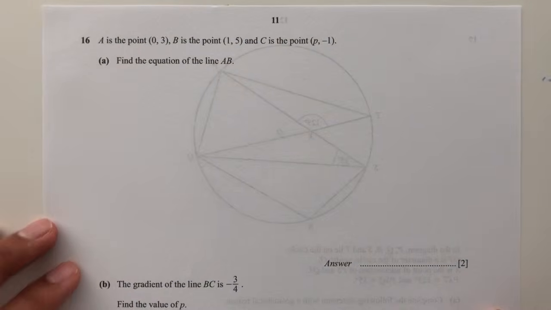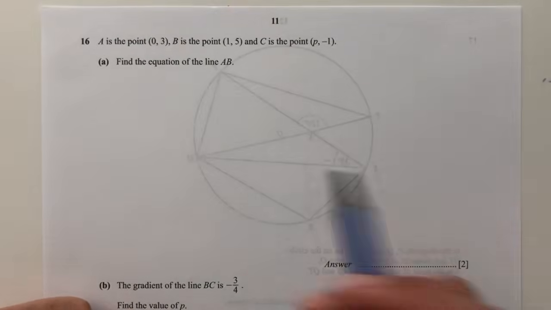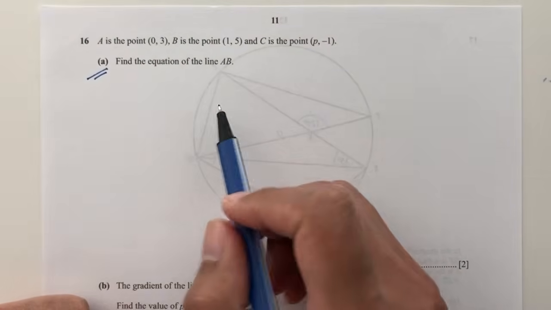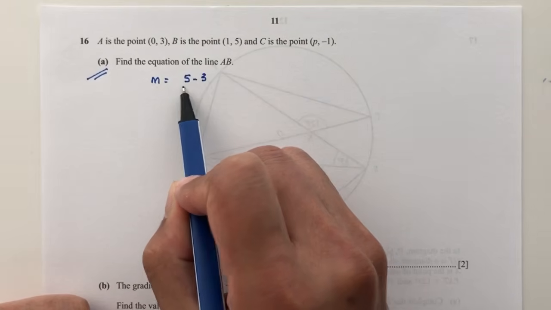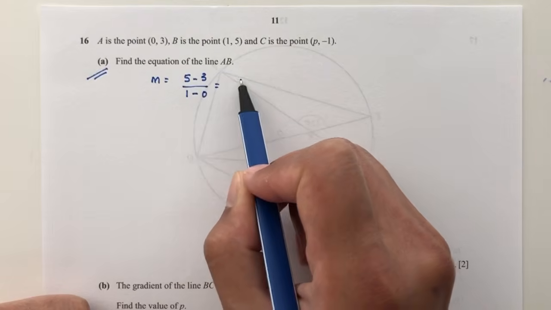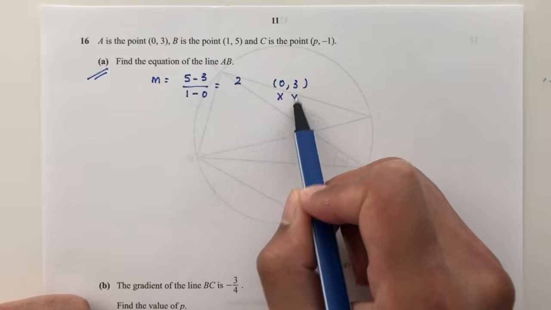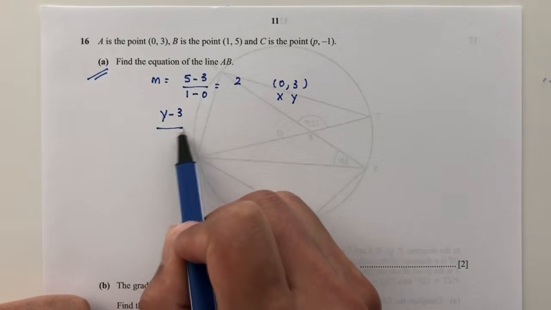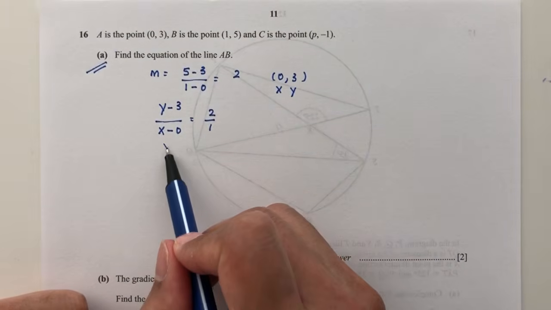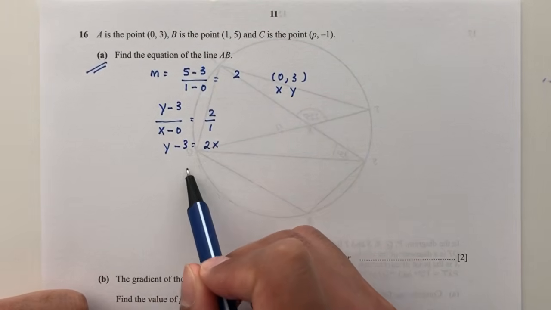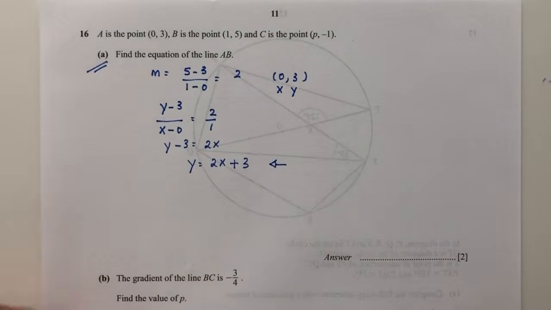Now, question 16. We have A is the point 0, 3, B is the point 1, 5, and C is the point P, minus 1. Find the equation of the line AB. To find the equation, we first find the gradient. Gradient is y2 minus y1 over x2 minus x1, so 5 minus 3 over 1 minus 0. That will be 2. Now we use the point 0, 3. You have y minus 3 over x minus 0 equal to 2 over 1. So you cross multiply, you will have y minus 3 equal to 2x. So y will be 2x plus 3. That will be your equation of the line AB.